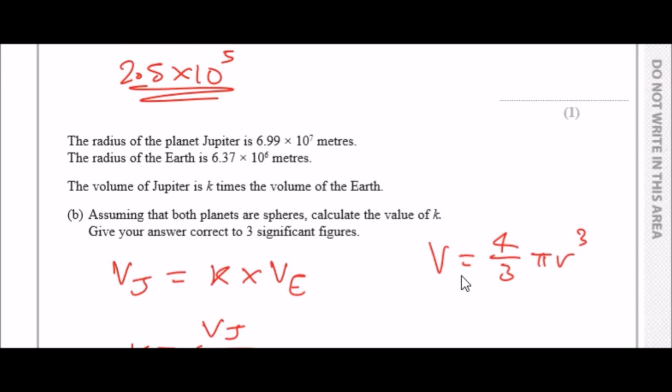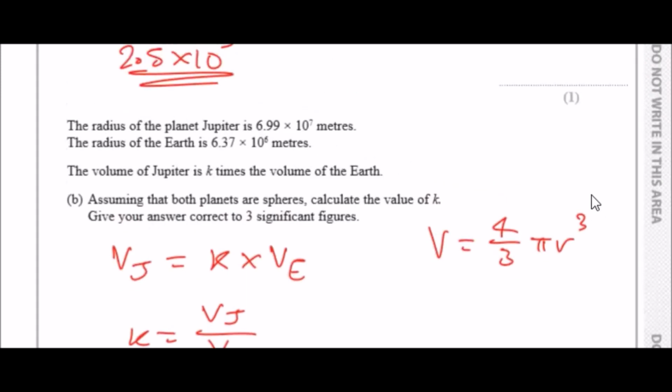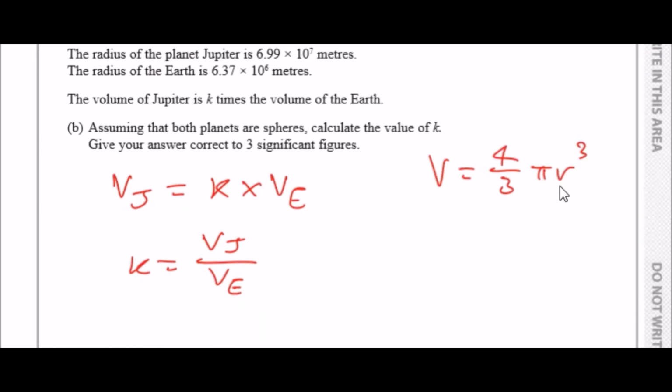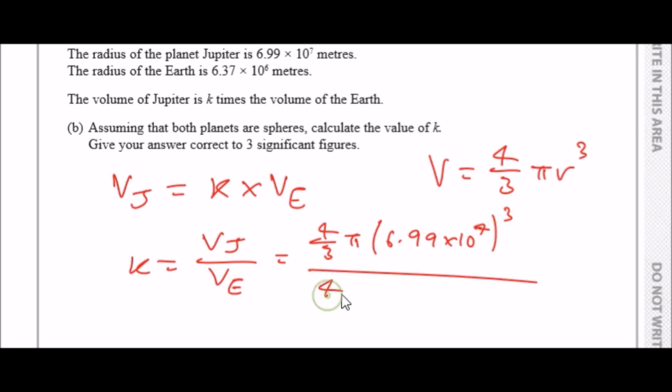Now, they have the same formula, thankfully. The only difference is their radiuses. So we're going to have to replace r with Jupiter's and the Earth's radius. So Jupiter's would be 4/3 times pi, bracket, and the radius is 6.99 times 10 to the power 7, all cubed, over Earth's, which is 4/3 pi, times its radius, which is 6.37 times 10 to the power 6, cubed. That's it.